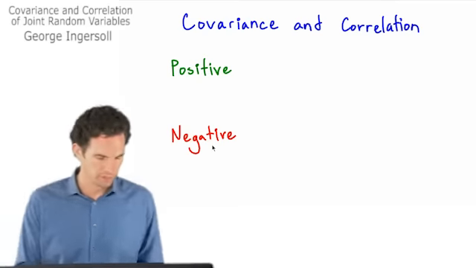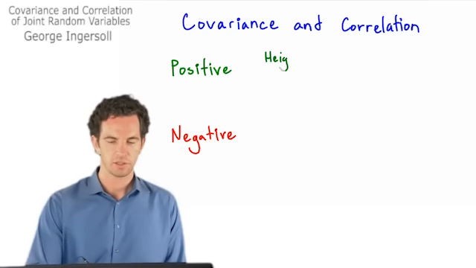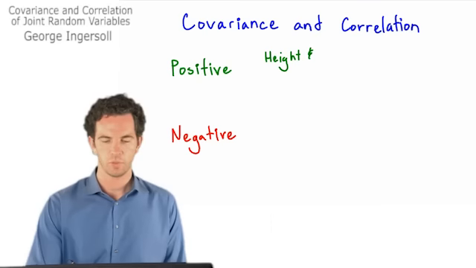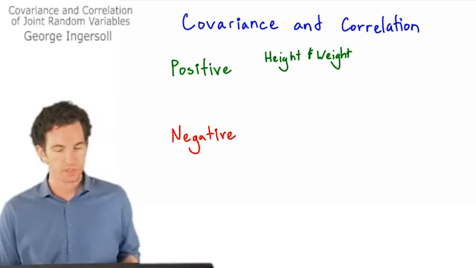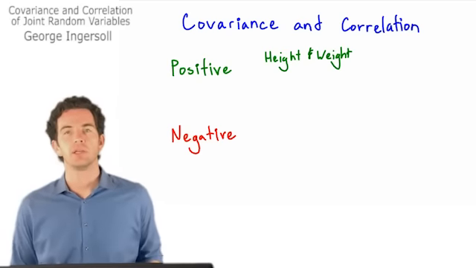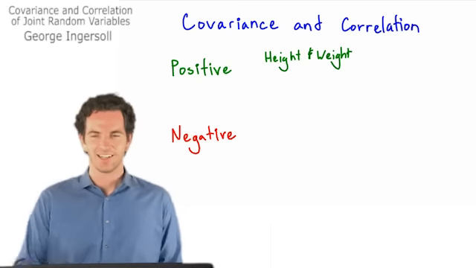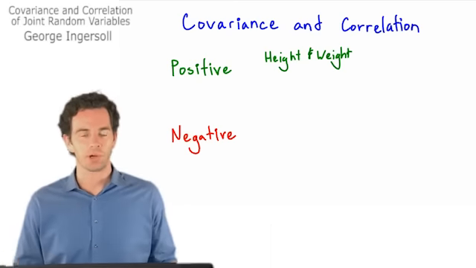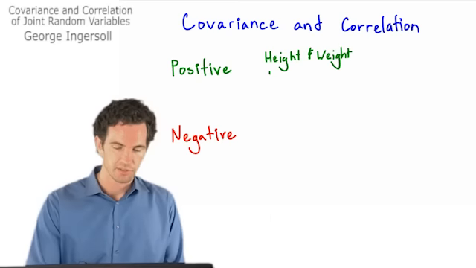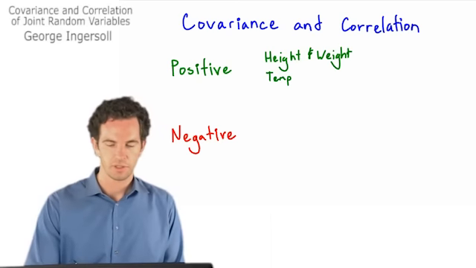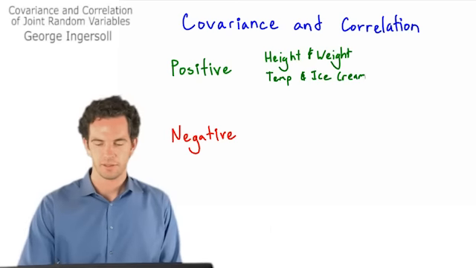Another example. So I meant to write these down. So height and weight would be an example of positive covariance and correlation. Another example would be temperature and ice cream sales. So as the temperature rises, people tend to buy more ice cream. As the temperature falls, people are less interested in a cold dessert. So temperature and ice cream sales.